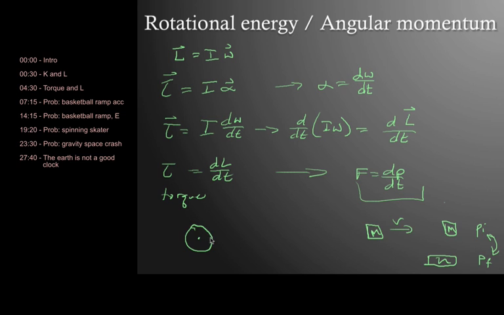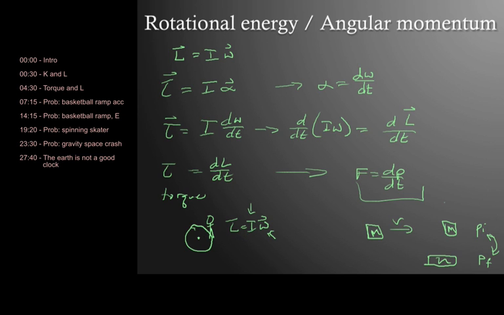merry-go-round or something like this, and you're standing on the outside of it, and now you're in a closed system right here. You're going to have some angular momentum, I omega, and so if you start to walk towards the center of this merry-go-round, what you're doing is you're changing I, the moment of inertia of this system. And so that is going to change the angular velocity of this system in order to keep this angular momentum constant.